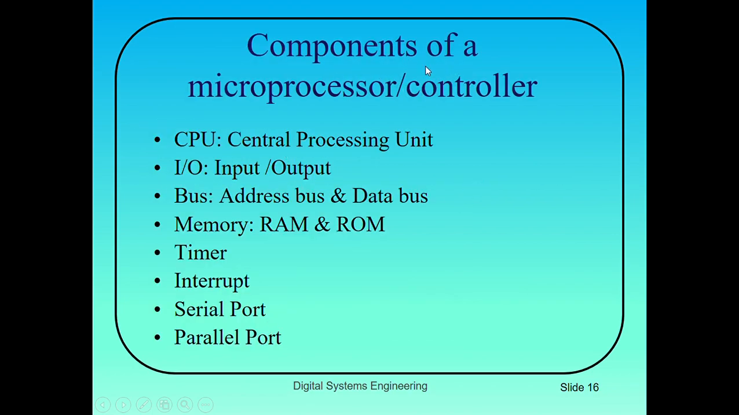Okay, so components of microprocessor and microcontroller. They have the CPU, central processing unit, I/O devices like input output devices, and system buses like address bus, data bus, control bus. Then the memories like RAM and ROM, timer, interrupt, serial port, parallel ports, etc. All these components are expected in our microcontrollers.